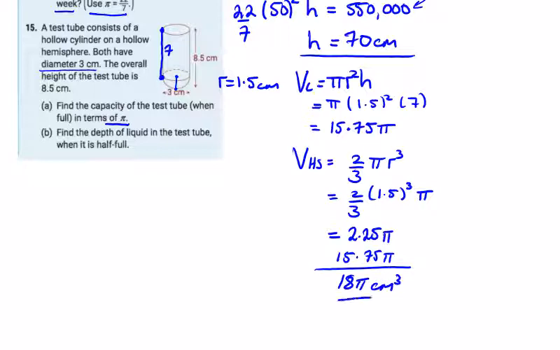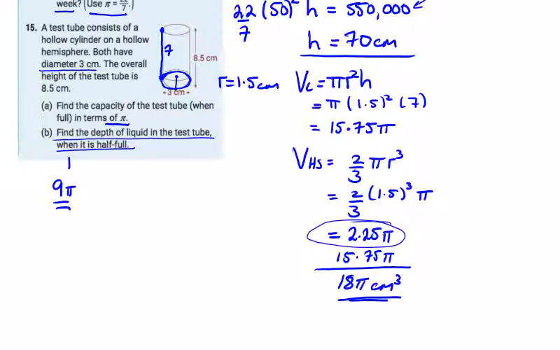And then the depth of liquid in the test tube when it's half full. Okay, so we need to get half the volume, which is 9 pi. So then we know that this part down the bottom is going to take up a certain amount of it. How much is it going to take up? It's going to take up the volume of the hemisphere, which is 2.25 pi. So if I take away 2.25 pi, I'm going to get 6.75 pi.